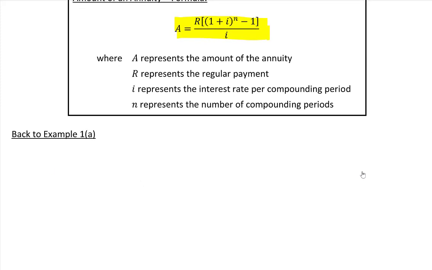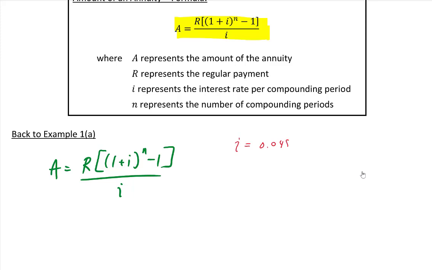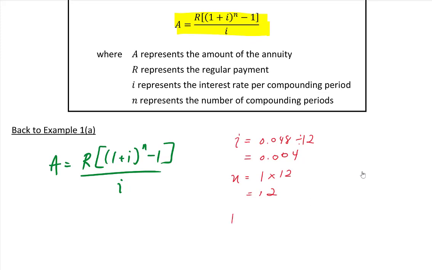So if we go back to example 1 and use this formula, A equals R, (1 plus i) to the n minus 1, over i. Recall from above, we already know that the interest rate, i, is equal to 0.048. We divide it by 12 to get a monthly interest rate, which is 0.004. Then we have n, which we know is 1 year, and we're going to times it by 12 because we want to change everything into months. And finally, your regular payment, which we stated was $400 per month.